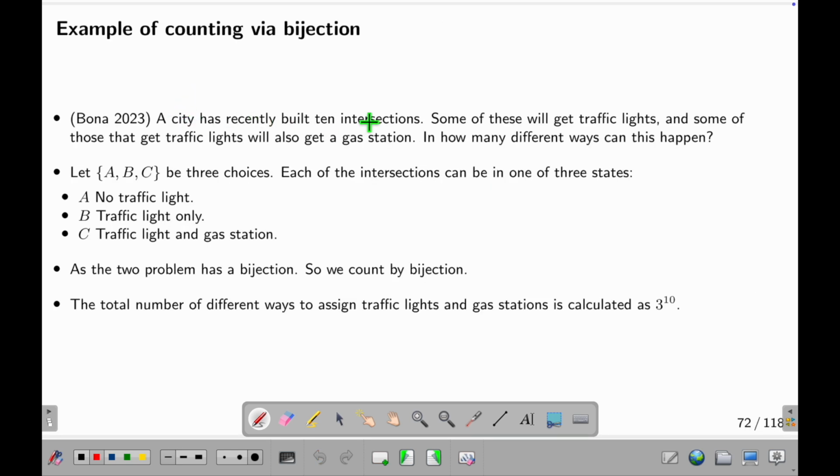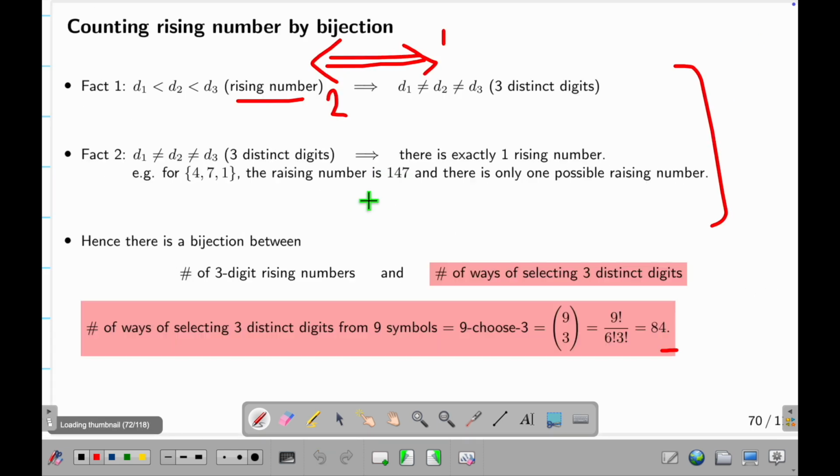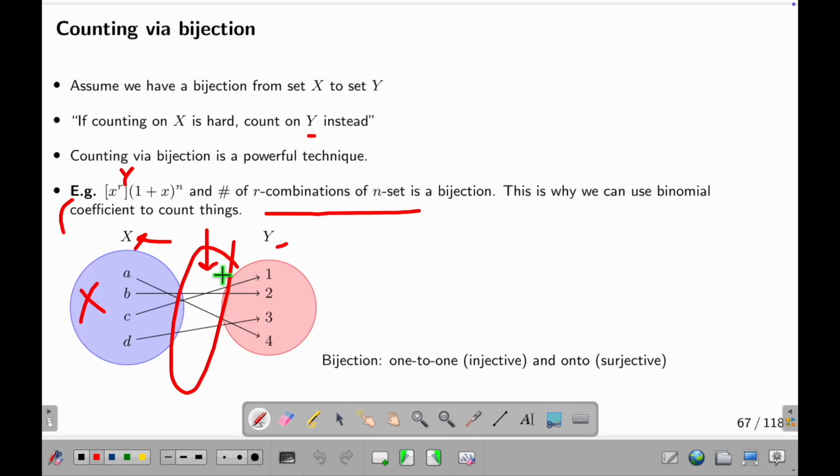A city has 10 intersections. Some of them have a traffic light, and some of those with a traffic light have a gas station. How many ways can this happen? So I have A, B, C. A is no traffic light, B is traffic light only, C is traffic light with gas station. That means this English sentence is my X. This set is my Y. So instead of solving X, I consider this set, and I count on this set. I talked about it last time. It's just 3 to the power 10. So this is an example of establishing the connection here.